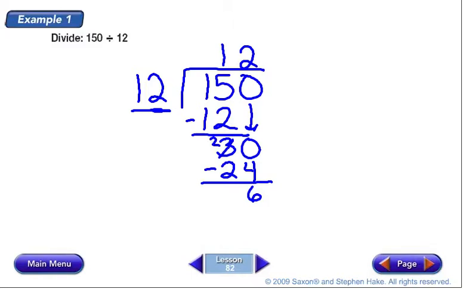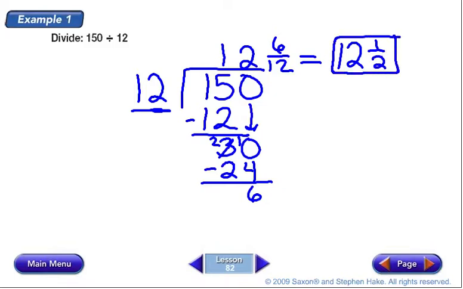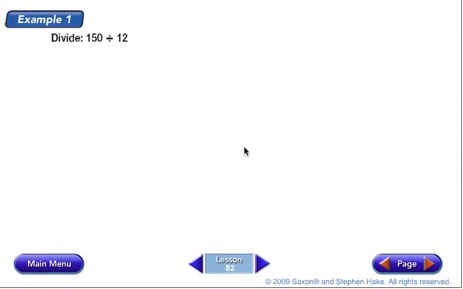Sorry, I'll show my work. Okay? And I have nothing left to bring down, so I have a remainder of 6/12, which we reduce, always reduce, to 12 and 1/2. And there's my answer for example number 1. So let's move on to example number 2.